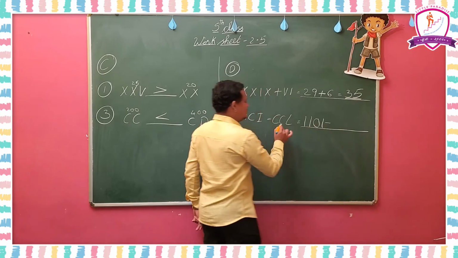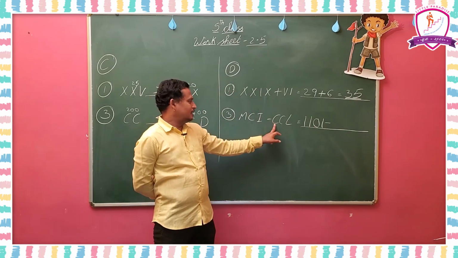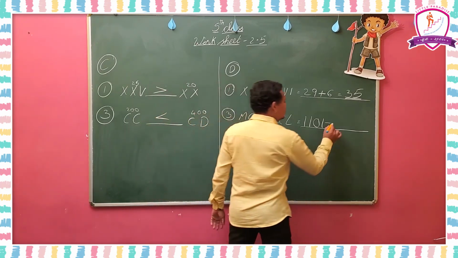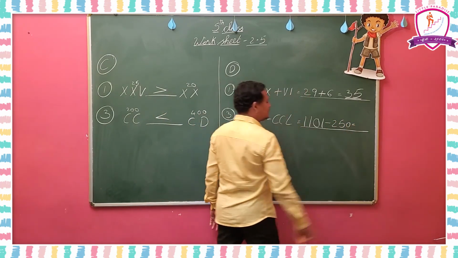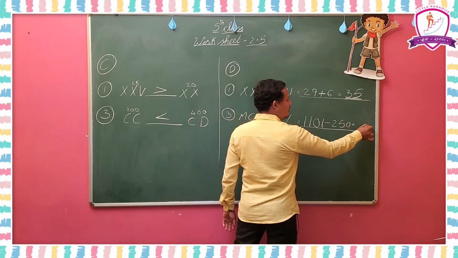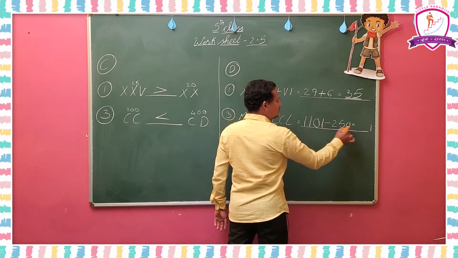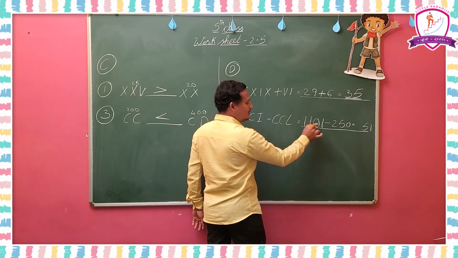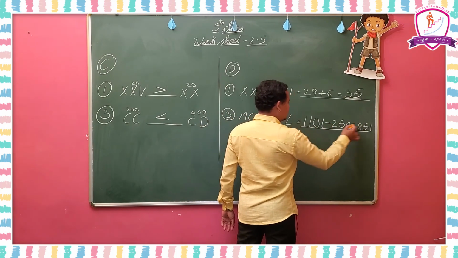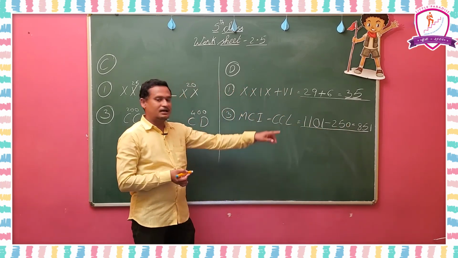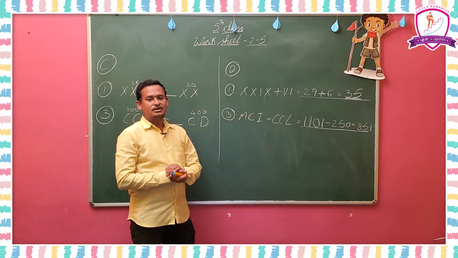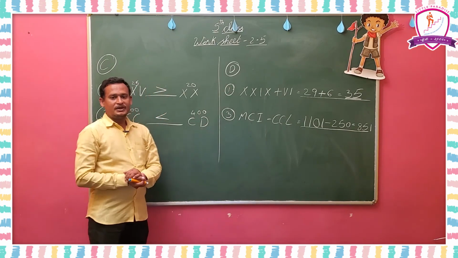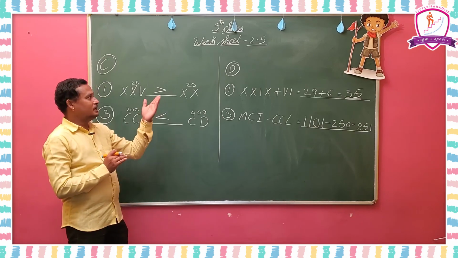Minus CCL. C means 100, C means 100, 200, 200 plus 50, 250. We have to subtract this here. So 1 minus 0, 1. 0 minus 5, 10 minus 5, 5. Here 0 will be there. Here also 10 minus 2, 8. Here no number is there. 851 is the answer. Like that you have to do the remaining 2 and 4 sums in this D Roman. Okay. Like this you have to complete this worksheet 2.5. Okay.